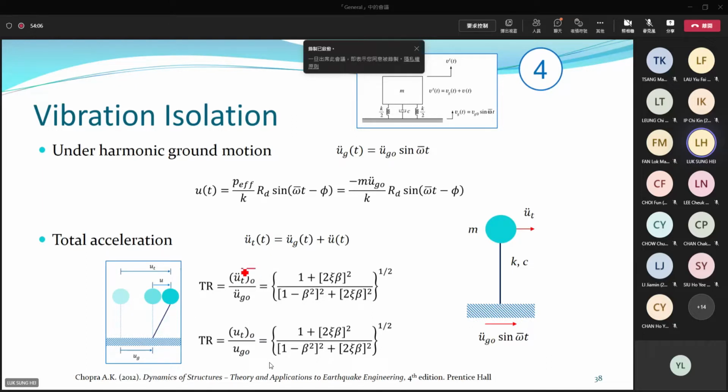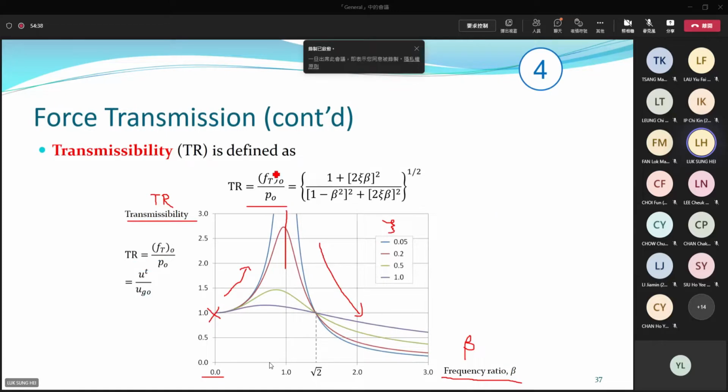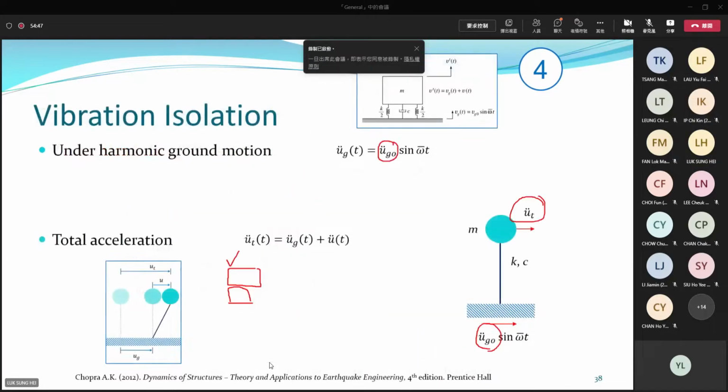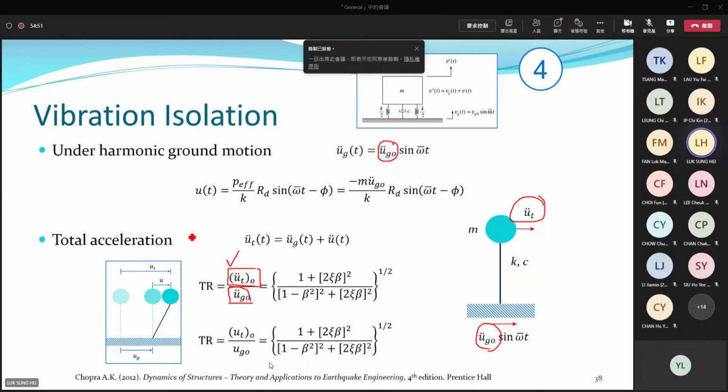The ratio of the total acceleration of the system over the magnitude of the ground acceleration: the numerator is the amplitude of the total acceleration that you want to calculate. The denominator is the amplitude of the ground movement, U double dot G0. This ratio is just like what we faced before, the ratio between forces. The numerator is the force, something that you want to calculate. The denominator is something like the applied loading. We use the same hypothesis to derive this transmissibility TR. TR is the ratio between the total acceleration amplitude and the ground acceleration amplitude. And we found that this ratio is equal to the same equation, TR. Same equation as in the situation for force transmission.